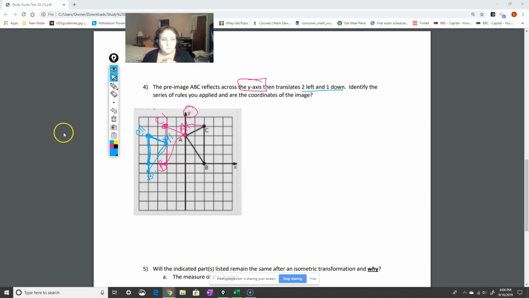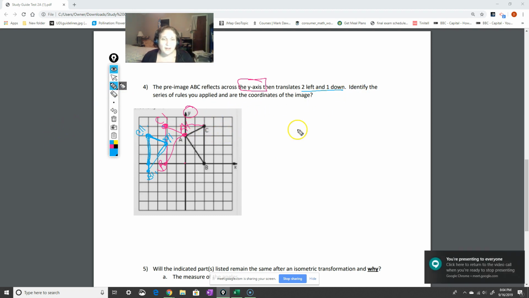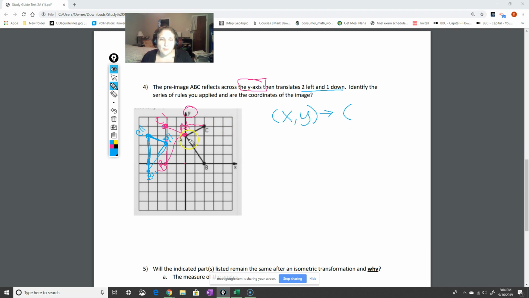That's it. Okay, so then it says identify the series of rules. I'm not going to go into details, but in theory, if we started with x, y, well, we know that when we reflect over the y-axis, the x changes and the y stays the same. So that's why I wrote on my paper negative x, positive y, because whatever the x coordinate was, it changed, and then the y stayed the same. And then here it says that it went 2 left. So anytime we do a translation, whatever you start with, you're going to subtract 2, and then 1 down, so we subtract 1. If this is too cray-cray, don't worry about it. Just keep moving on. Because again, tomorrow it's going to be a multiple choice test.